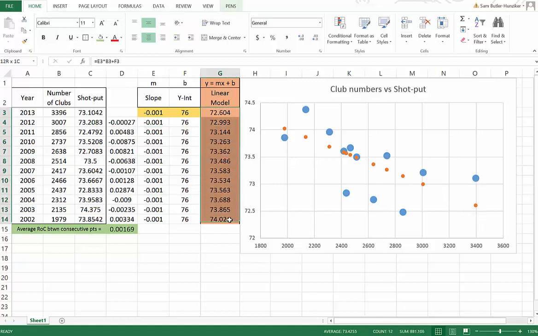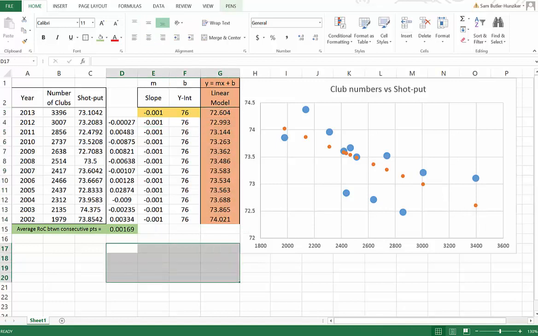We can see those y values there. If we were to actually type out the linear model, that would be y equals, what is it? Negative 0.001 times x plus 76.